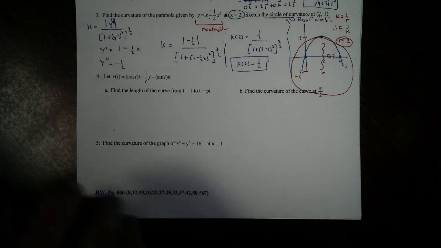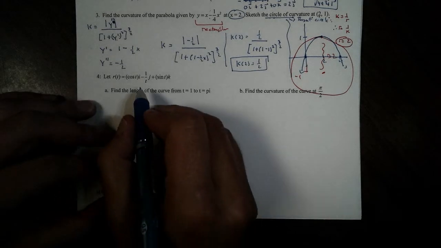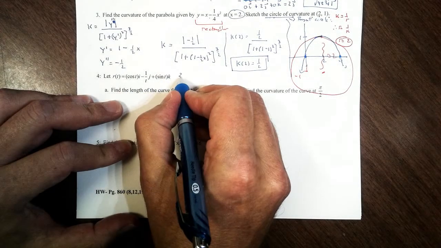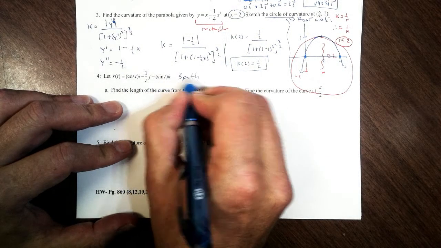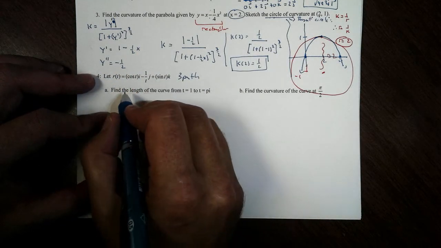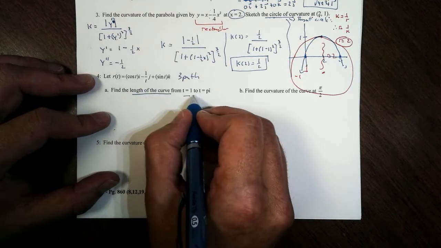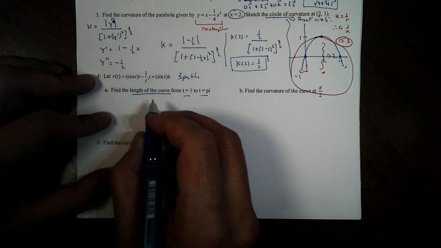Welcome back to part 3 in curvature. So we're just going to kind of put everything together that we've been talking about. So we're given this path of a curve. We have this path right here. Remember, r of t is a path. And part A says find the length of the curve from t equals 1 to t equals pi.